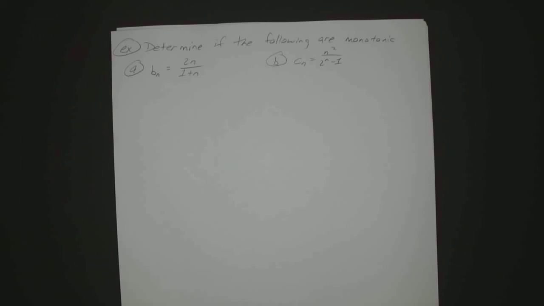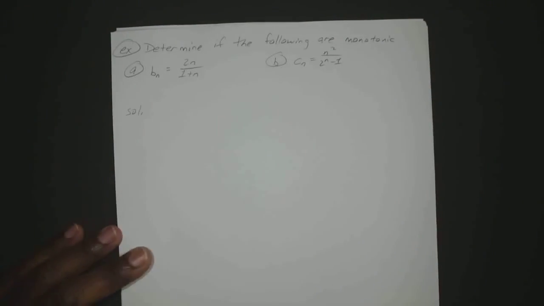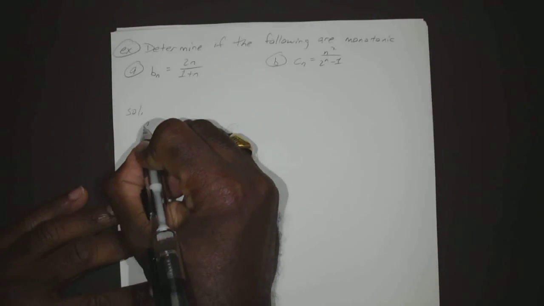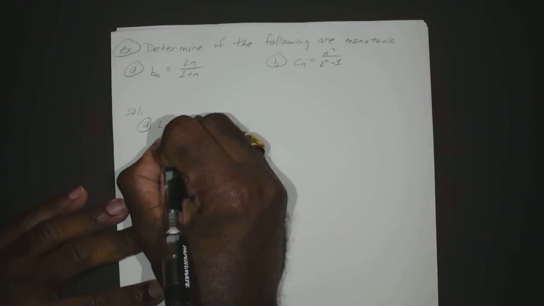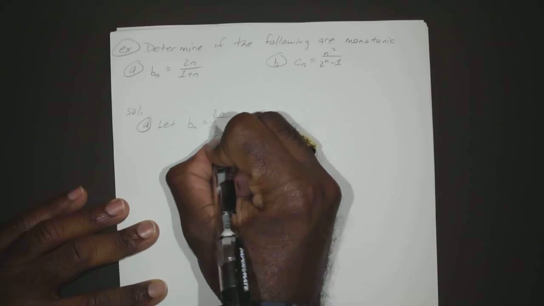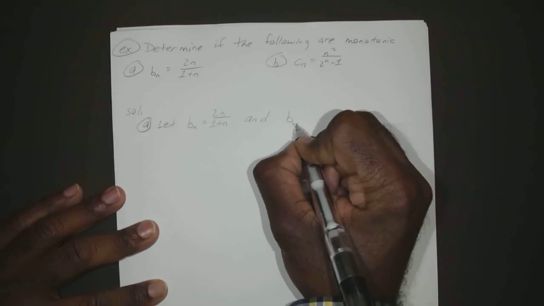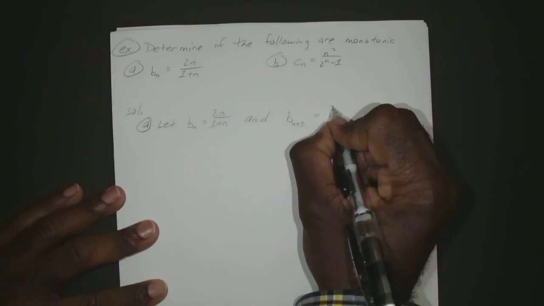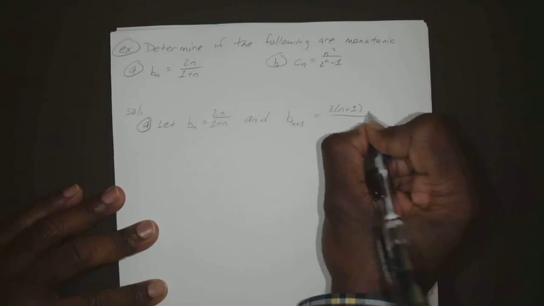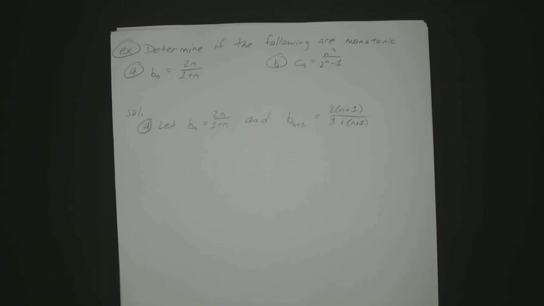So there's actually a couple of ways you could solve these. There's no one set way. Okay. So for A, let's say we let b sub n equals 2n over 1 plus n, and b sub n plus 1 equal to 2 times n plus 1 over 1 plus n plus 1. Okay. So we just want to see if it's less than or equal to or greater than or equal to.